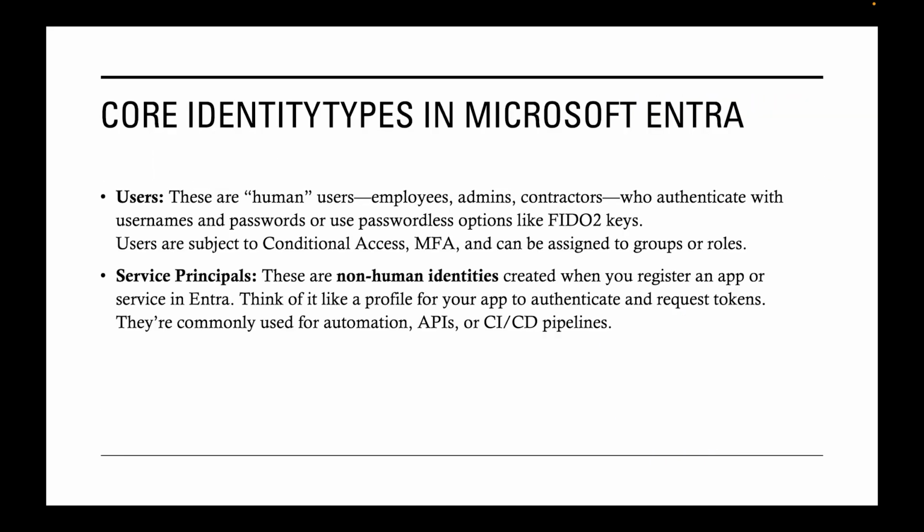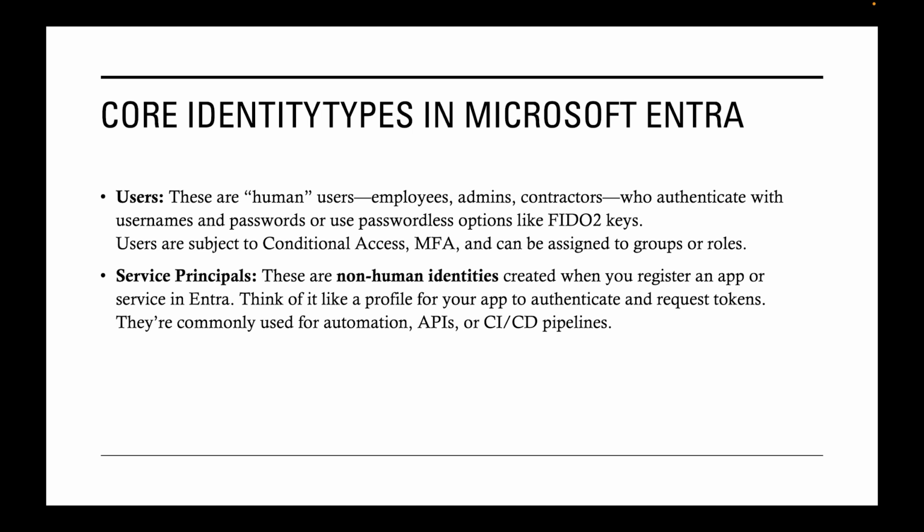We're talking about core identity types in Microsoft Entra. There are 4 basic core identity types. First, there are users, and these are human users, employees, admins, contractors. I say human in quotes because you can use it for service accounts too, depending on how you're using it, but I wouldn't really recommend that. If you're going to have a user account, have it for a user, or maybe for a break glass account. Users are subject to conditional access and MFA and can be assigned to groups or roles.